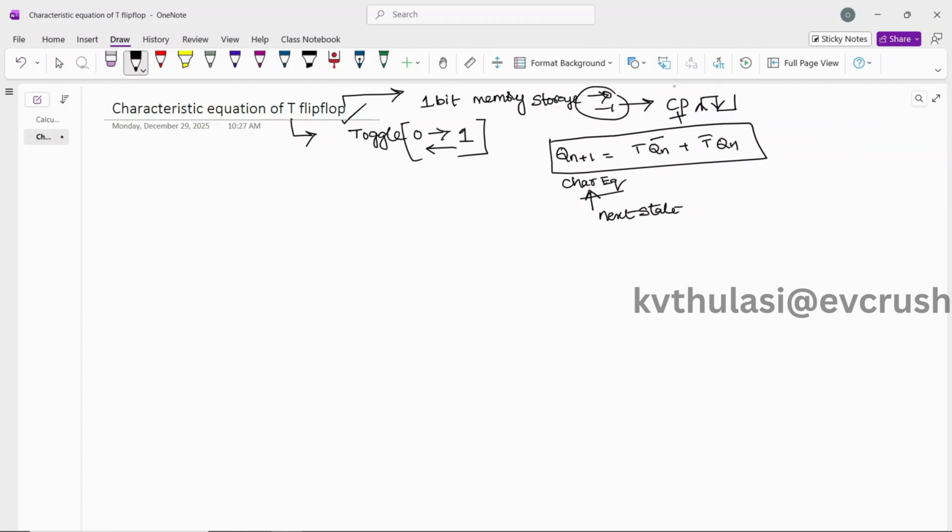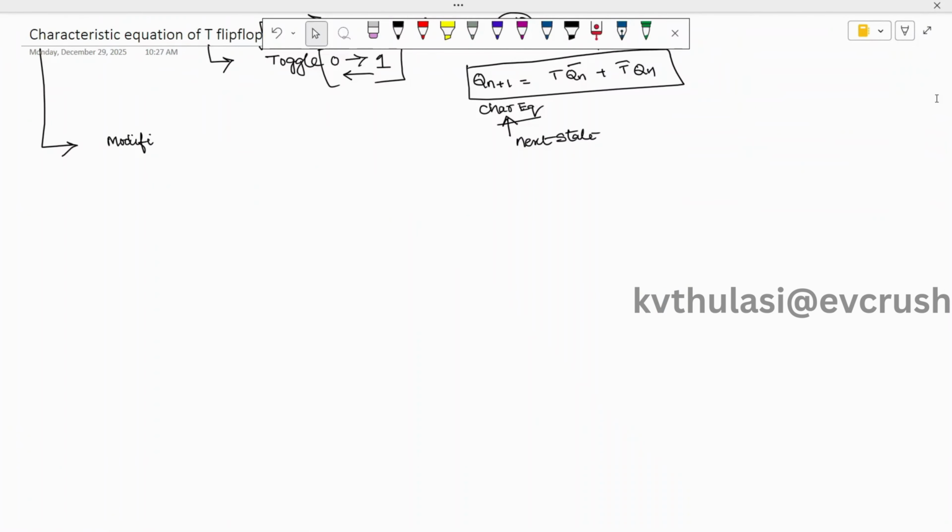Now let us try to design this. From where are we going to get this T flip-flop? The T flip-flop is a modification of the JK flip-flop. So this is obtained when you modify the JK flip-flop. We have already discussed this case.